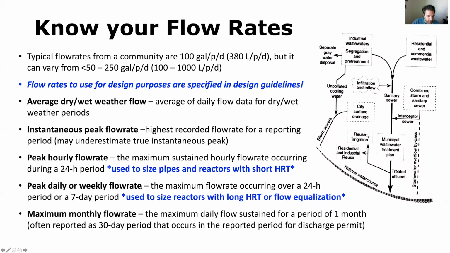The peak daily or weekly flow rate is the maximum flow rate that occurs over a 24-hour period or over a 7-day period. And this is often used to size reactors with long hydraulic retention times or systems with flow equalization. The maximum monthly flow rate would be the maximum daily flow rate sustained for a period of 1 month. It's often reported as the 30-day period that occurs within the reporting period for the discharge permit. So these are some terminologies and which ones of these flow rates are typically used for design purposes.